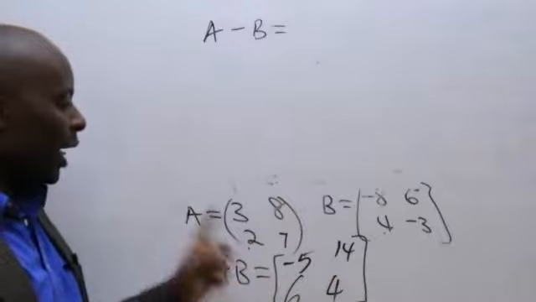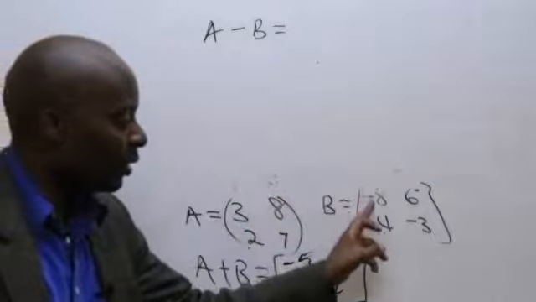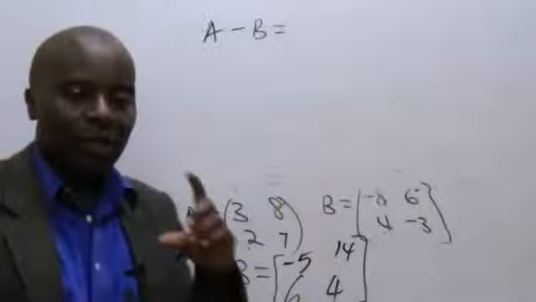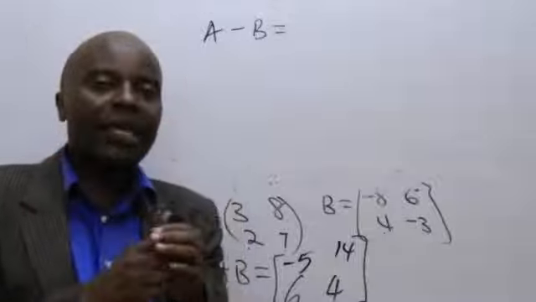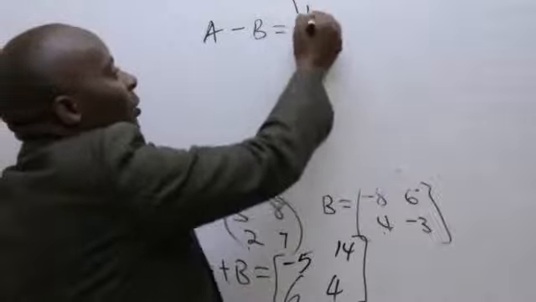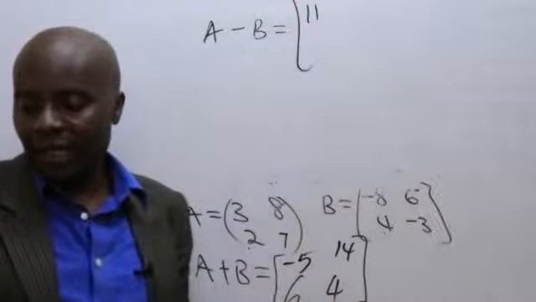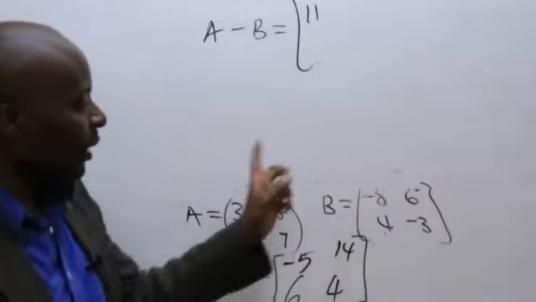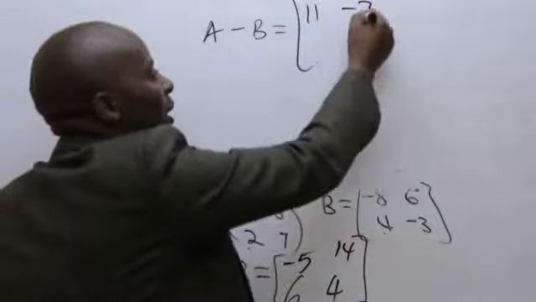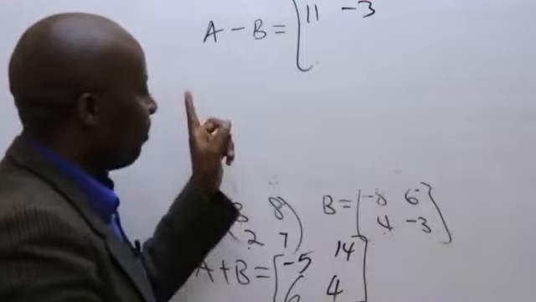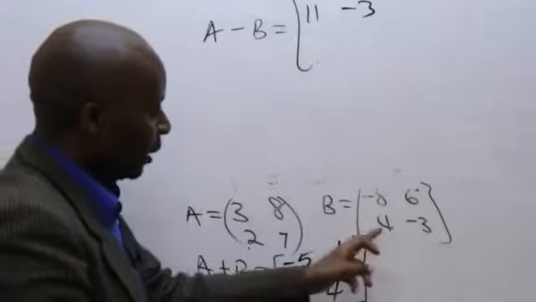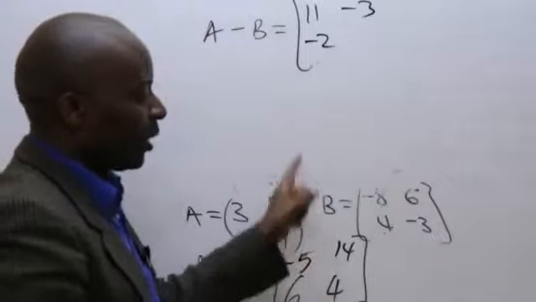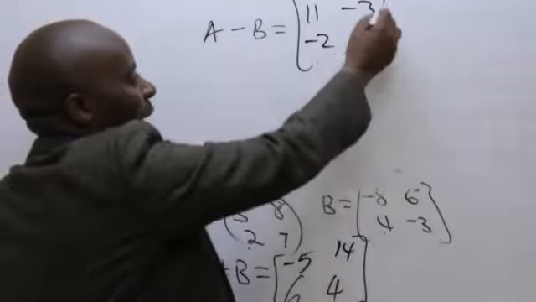So corresponding elements, like now 3 minus -8. So 3 minus -8, that will give us what figure, somebody here? That will give us 11. From there, ladies and gentlemen, we have here 3 minus 6, that will give us -3. And then we have here 2 minus 4, that will give us -2. And then we have 7 minus -3, that will give us 10.